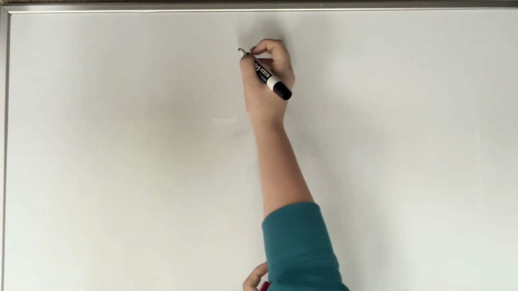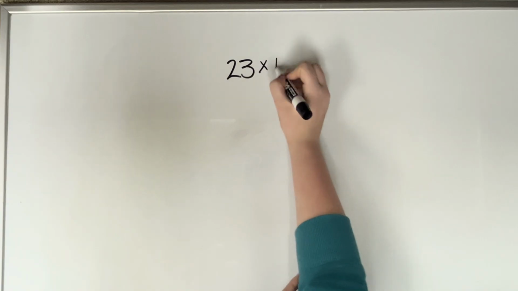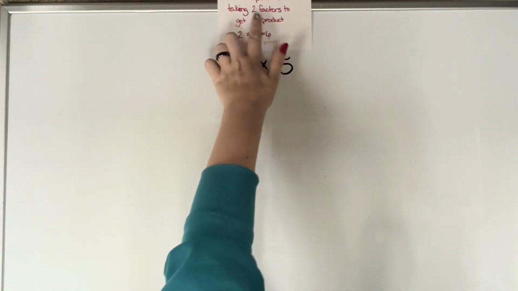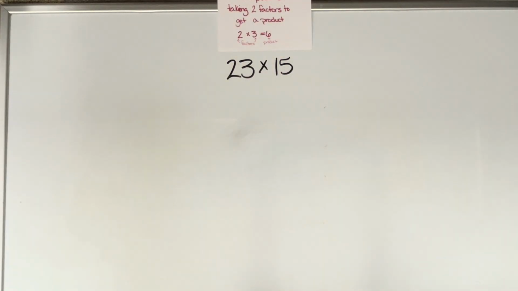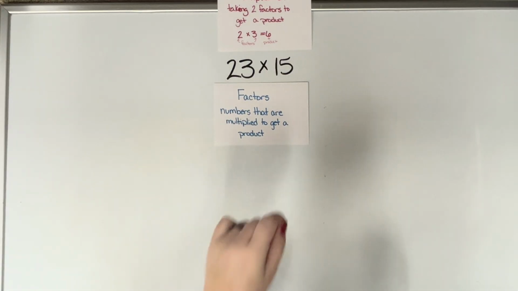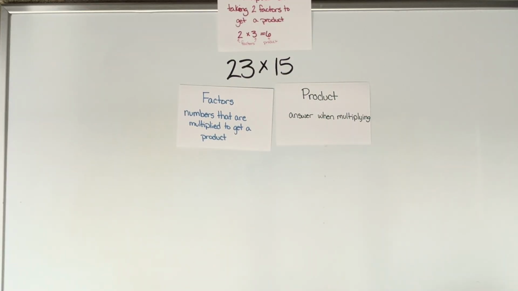And today we're going to be looking at two-factor multiplication using multiple ways. So we're going to start with our problem as 23 multiplied by 15. Now remember, multiplication is taking two factors. So in this case, 23 and 15 are our factors. And you use those factors to multiply them together to get a product, which is our final answer in multiplication.